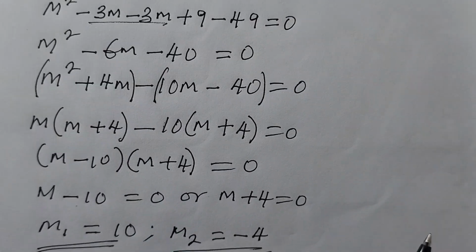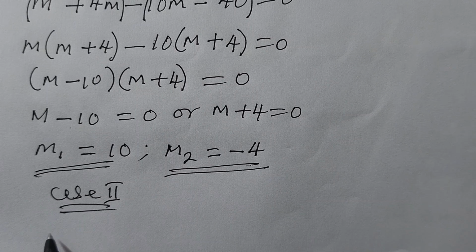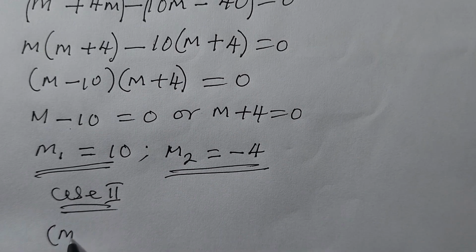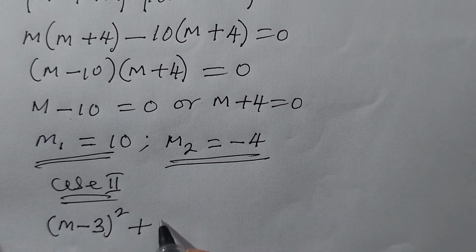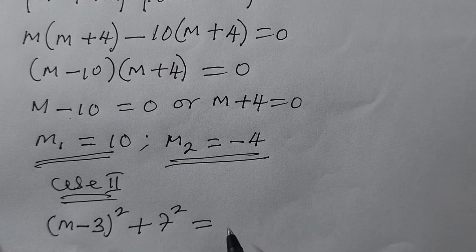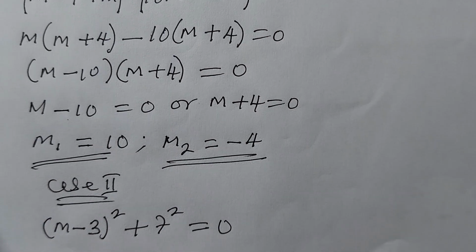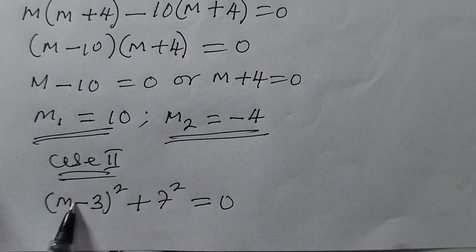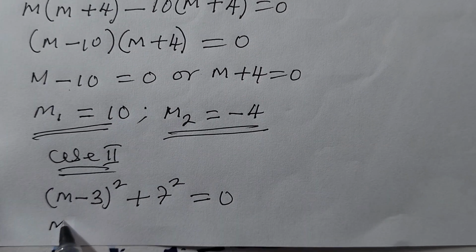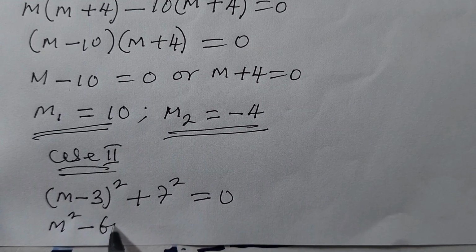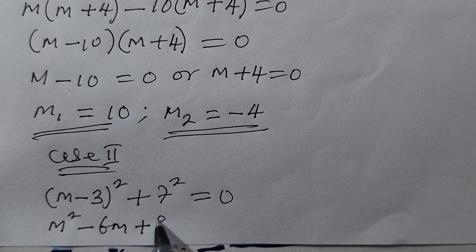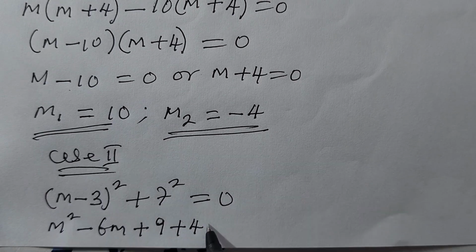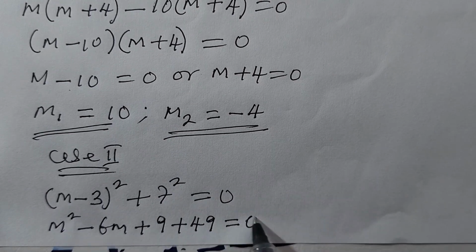So we can now rewrite this as the bracket open m minus 3 to the power of 2, then plus 7 to the power of 2, is equal to 0. So from here, we open this up again. If we open this, we are going to come up with m squared minus 6m, then plus 9, plus 49 equal to 0.